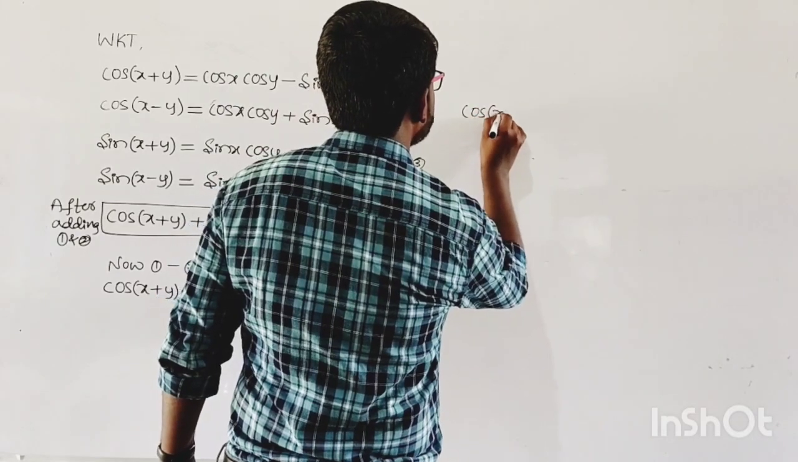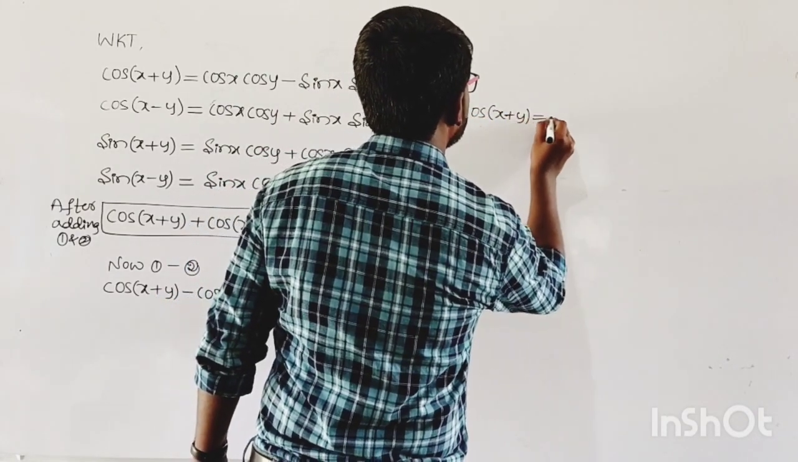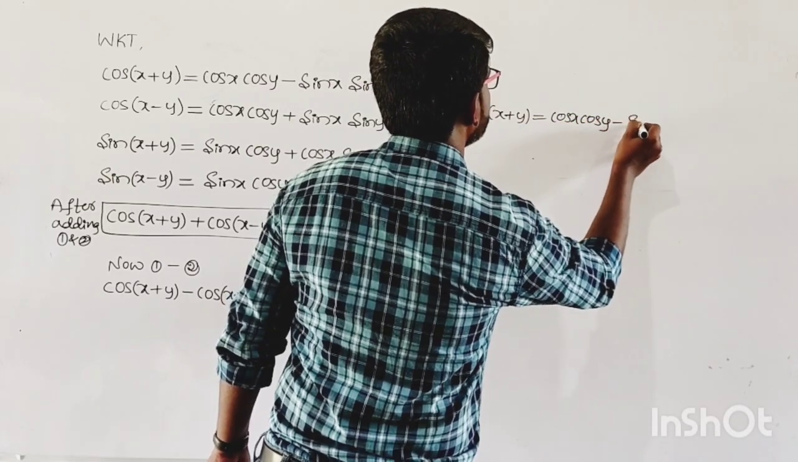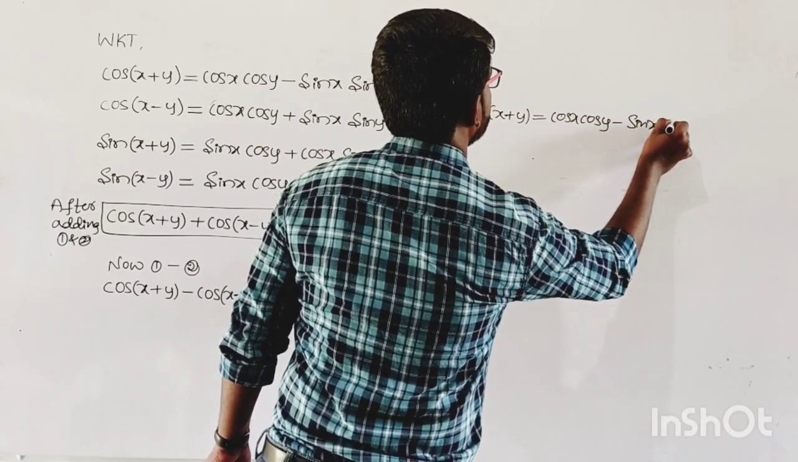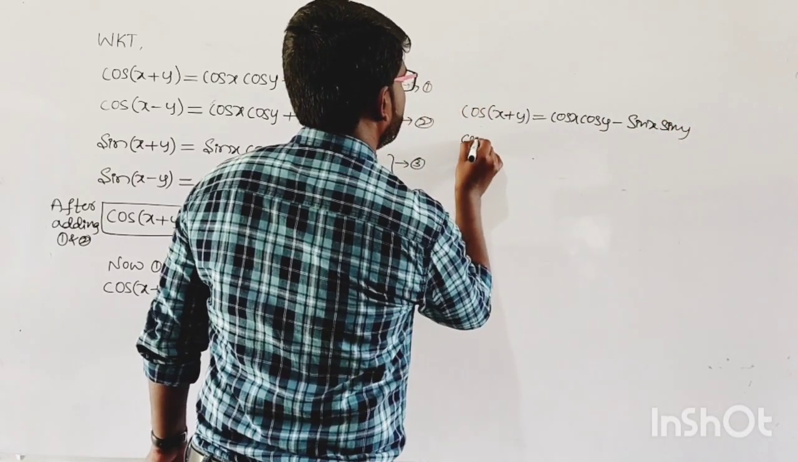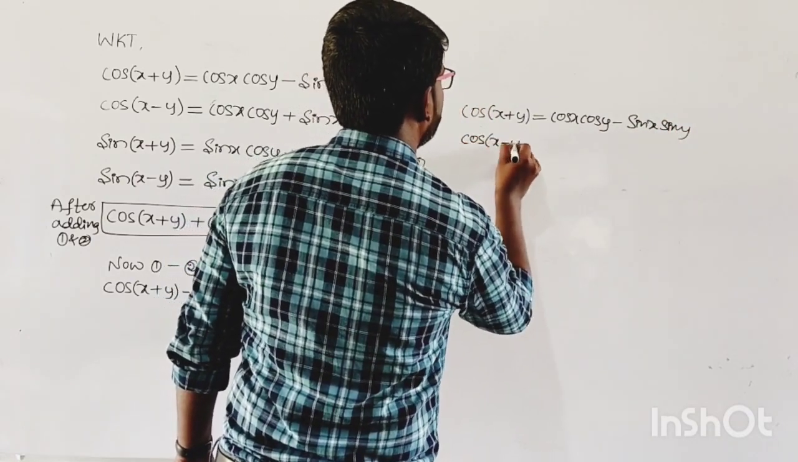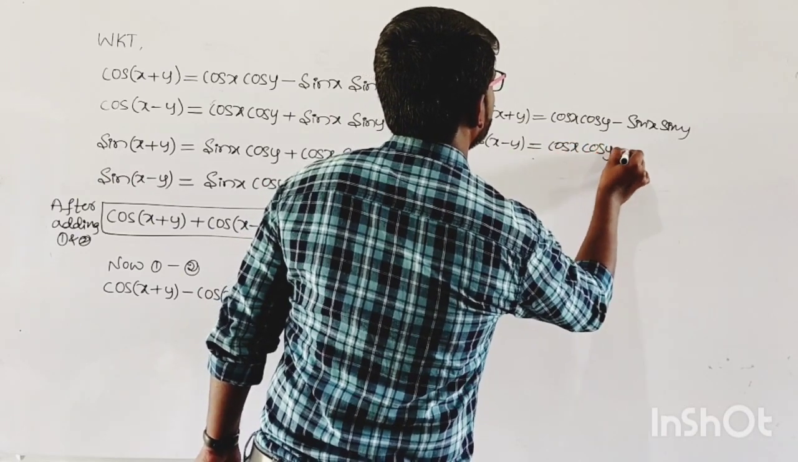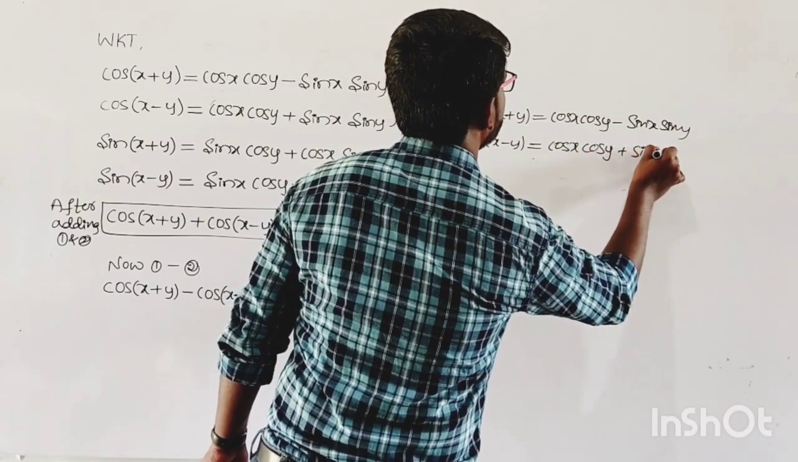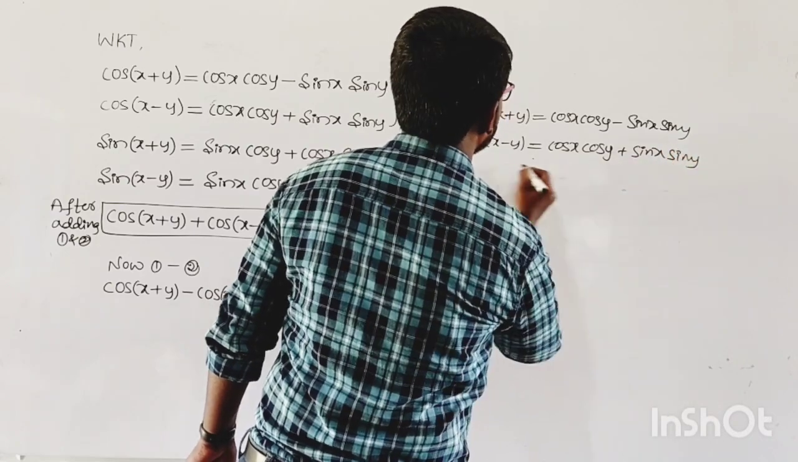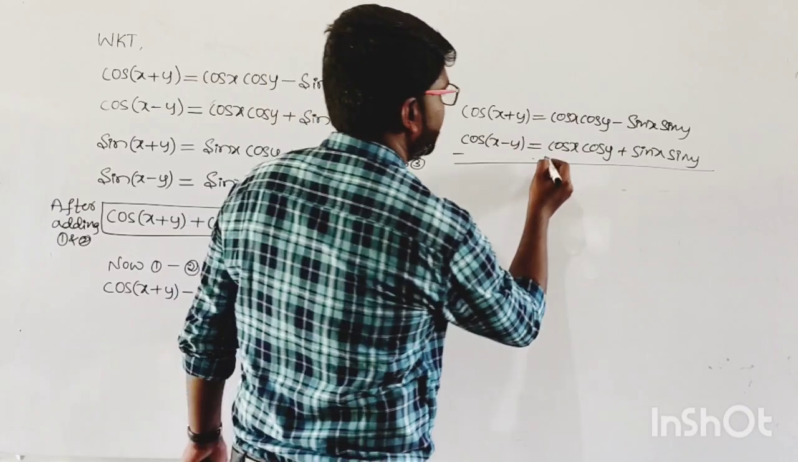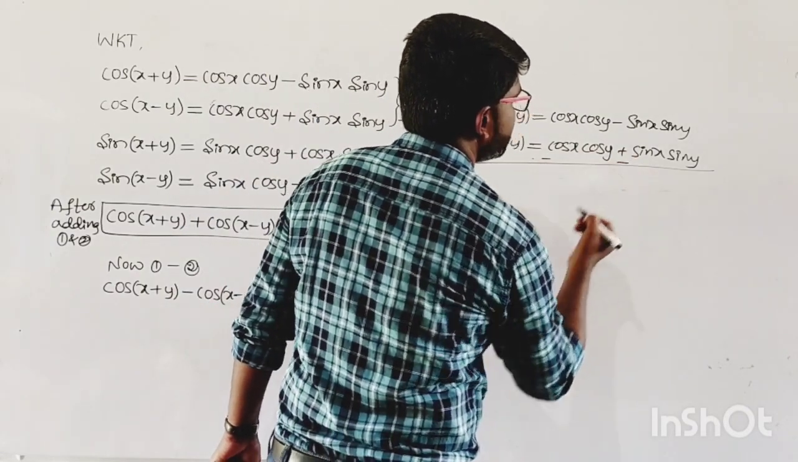Cos of x plus y which is equals to cos x cos y, then minus sin x sin y. Then here we write cos of x minus y which is equals to cos x cos y plus sin x sin y. Now we have to subtract these two, change the signs here. So here also it is minus, here also it is minus.